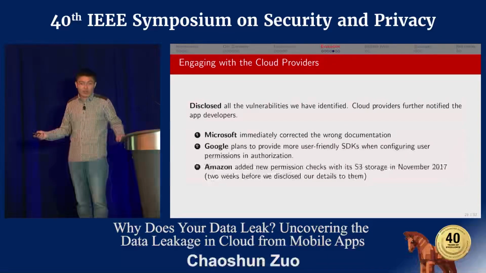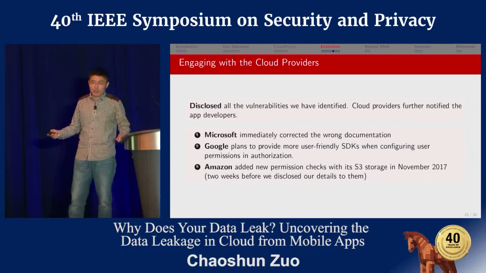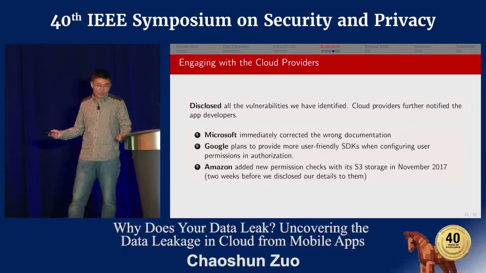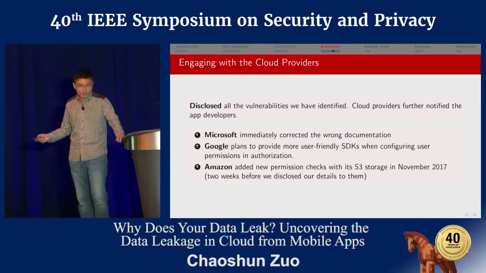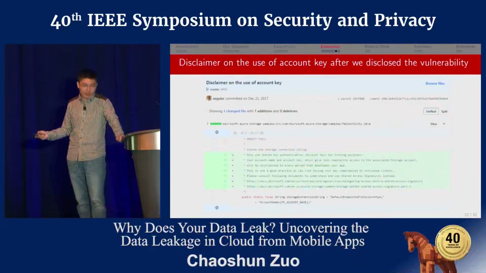And for Google, they plan to provide more user-friendly tools when configuring user permissions. And interestingly, for Amazon, they added new permission checks with its S3 storage before we disclosed our details to them. And here is how Microsoft corrected their documentation.